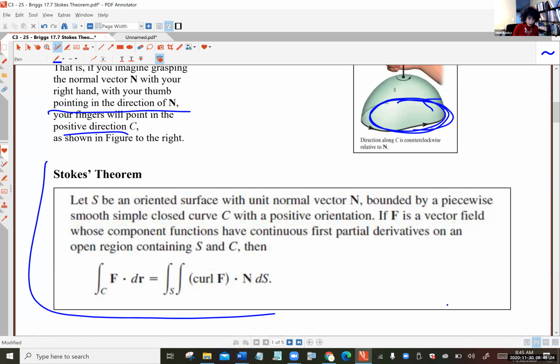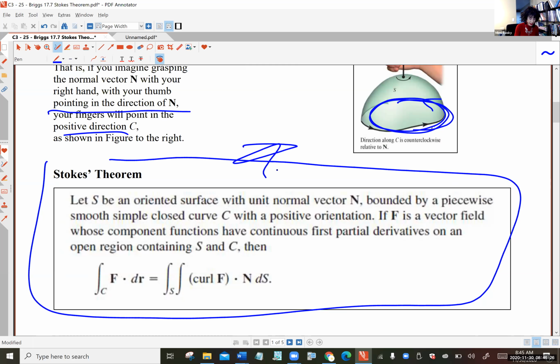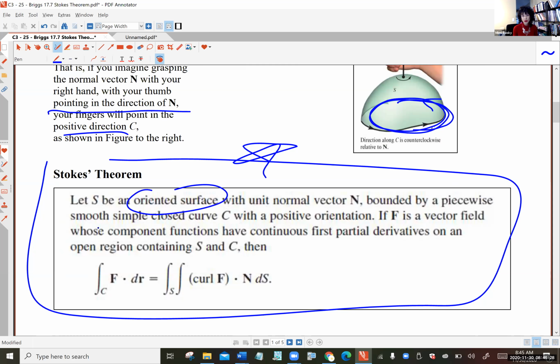So here's Stokes right here. Officially, here's Stokes. You've got an oriented surface with a unit normal N bounded by a piecewise smooth, simple closed curve with a positive orientation. That means counterclockwise. And if F is a vector field whose component functions have continuous partials on an open region containing the surface and the curve, then this line integral can be converted to a surface integral.